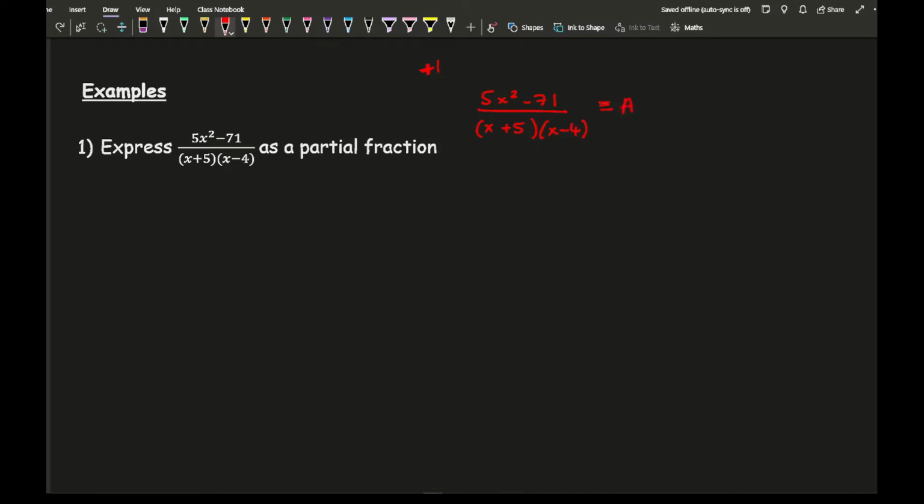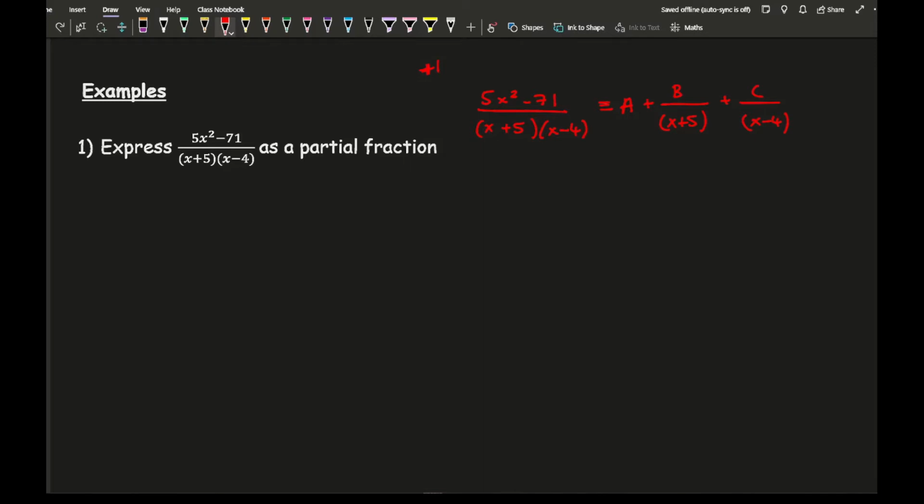So I'm going to write a plus b over x plus 5 plus c over x minus 4. Now it's always important that you do write this stage, because when you find the values of a, b and c, you need to make sure that you go in the right place. So here a is my quotient, b is the numerator over x plus 5, and c is my numerator over x minus 4.